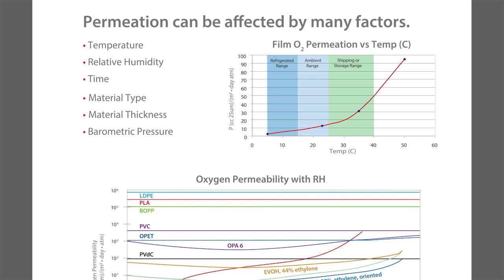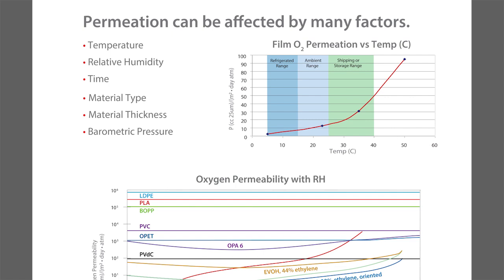What's interesting about time is that samples don't come to equilibrium immediately, unless there are super high transmitters, like a silicone or a Teflon. So it can take some time to actually run a test. And if you don't run long enough, you may not get the equilibrated or final value. So that's important. You look at criteria of how long you're running a test. Material type is important.